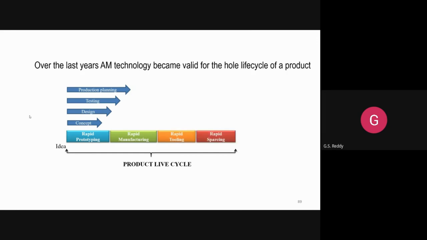Product cycle. This is rapid prototyping, rapid manufacturing, rapid tooling, and rapid sparing, and that is the life cycle of the product. Over the last years, AM technology became valid for the whole life cycle of a product.